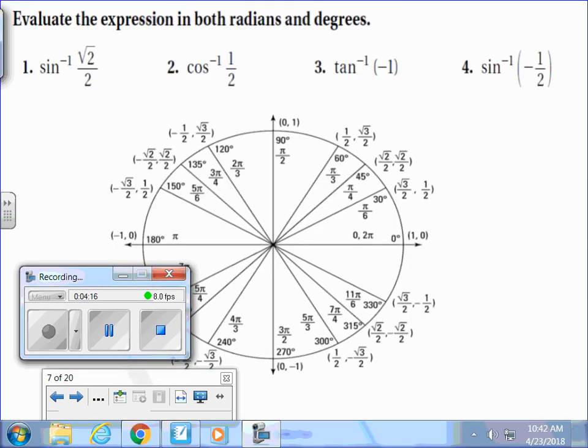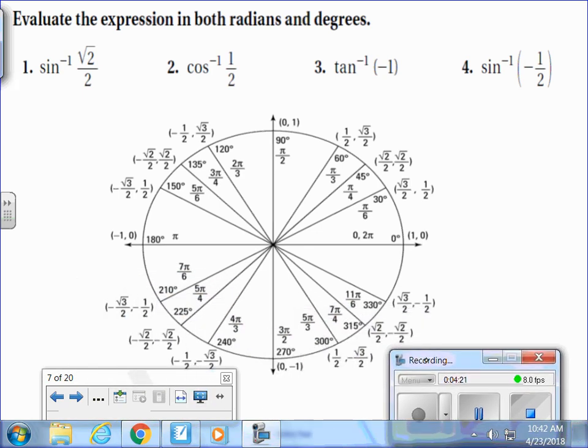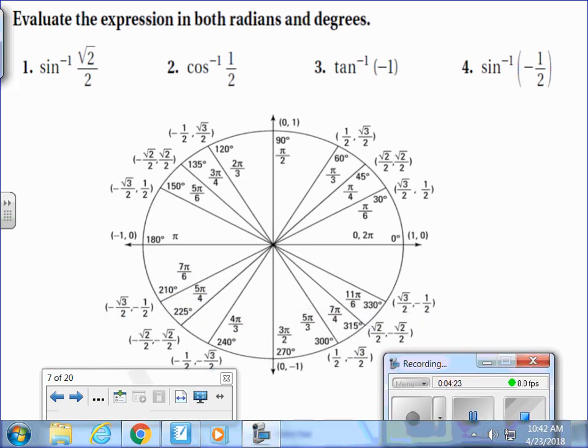All right, we're back with our next example. We'll do a couple of these together. You can do a couple by yourself. Maybe we'll do the first 3 together. You do the last one by yourself. So number 1, we're doing sine. What quadrants will we be searching in? Quadrants 1 and 4.